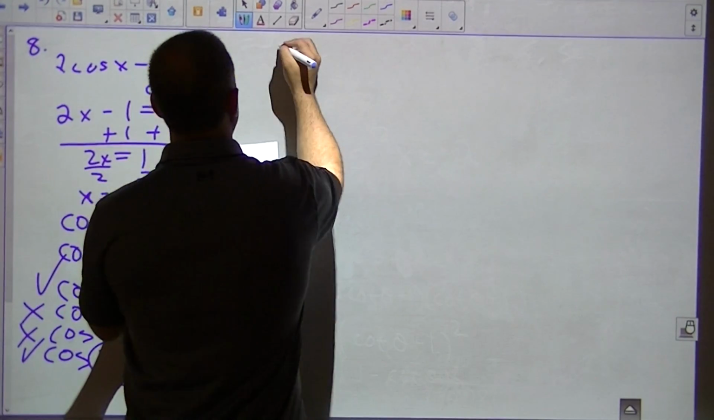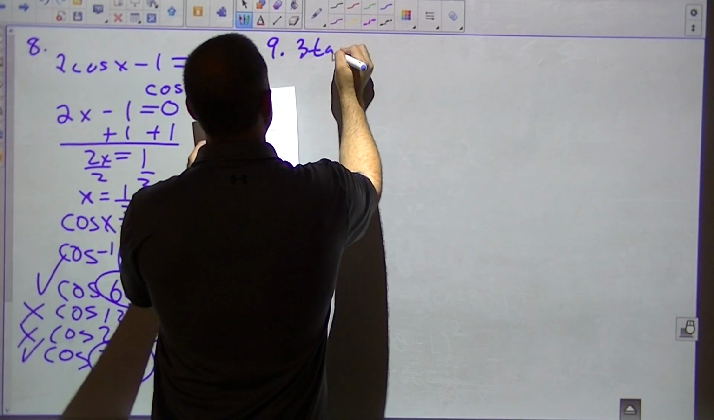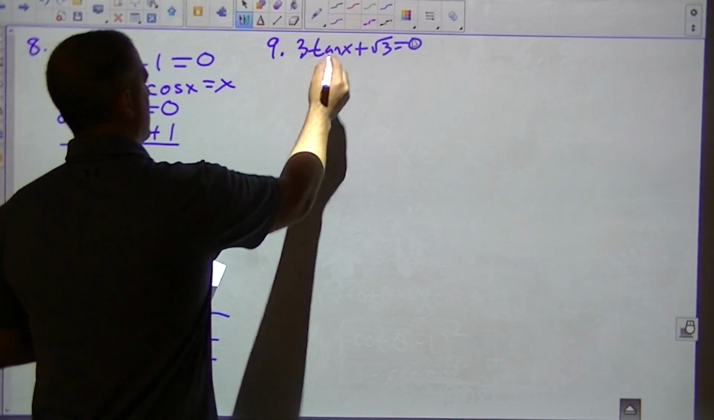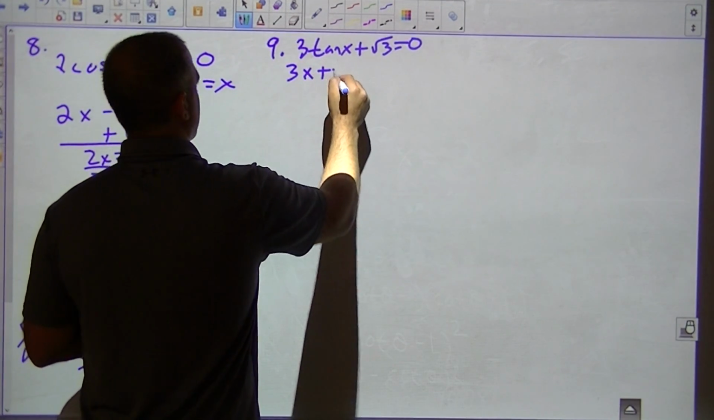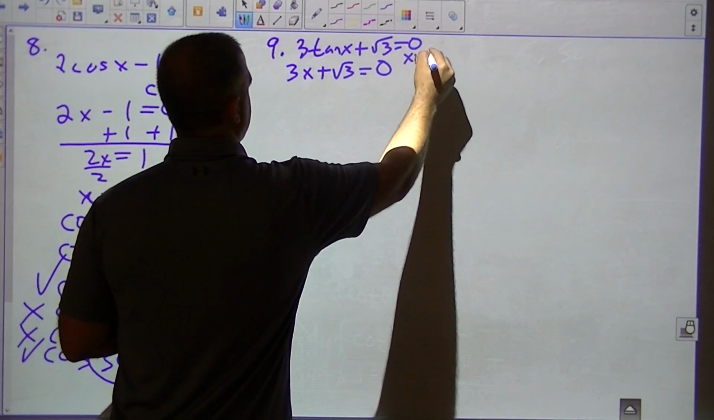Okay? Going on to question 9, you've got 3 tan of x plus square root of 3 equals 0. Okay? So we're going to replace tan with x: 3x plus square root of 3 equals 0. All right? So x for tan.